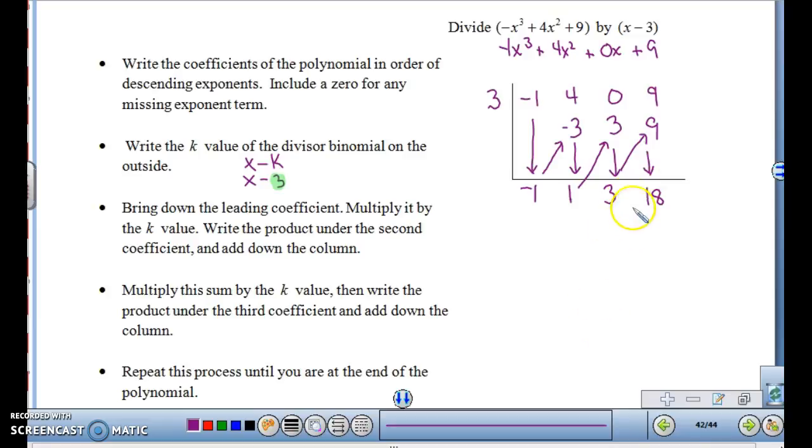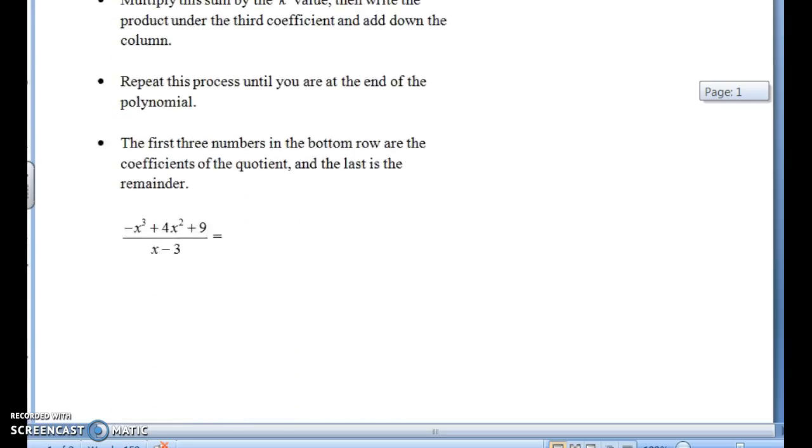Now, what we have just worked out is this value right here. This is the remainder. The coefficients we ended up with, the first three numbers in the bottom row, are the coefficients of the quotient. Remember, we're dividing by x minus 3, so the quotient's degree is 1 less than what we divided. Since we ended up with negative 1, 1, 3, and then 18, 18 is your remainder.